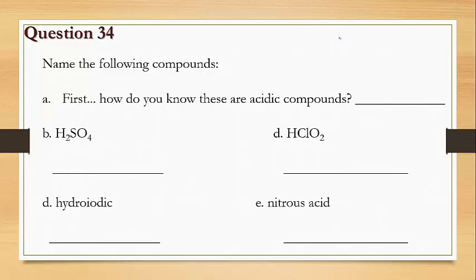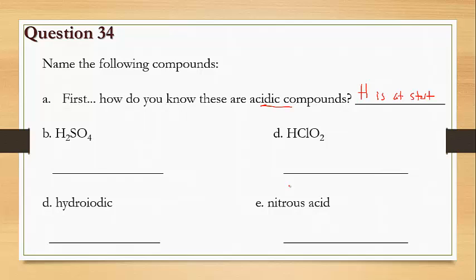Okay, question 34, our last one for this video. It says name the following compounds or write the formulas for them. In this case, we're dealing with acidic compounds. So how do we know that these are acidic compounds? Well, in looking at the formulas, we can see that we have hydrogen. If hydrogen is at the start of the formula, that is our tip-off for those acidic compounds.